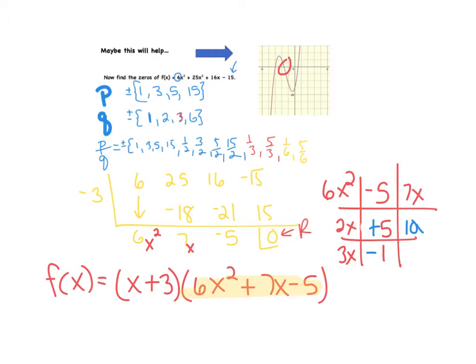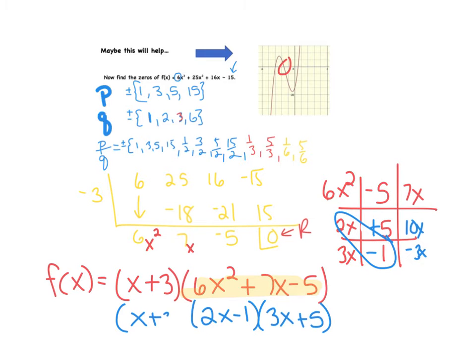So as I go across, that's 10x and -3x adds to 7x. So my one factor is 2x minus 1. My other is 3x plus 5. And I have this x plus 3.